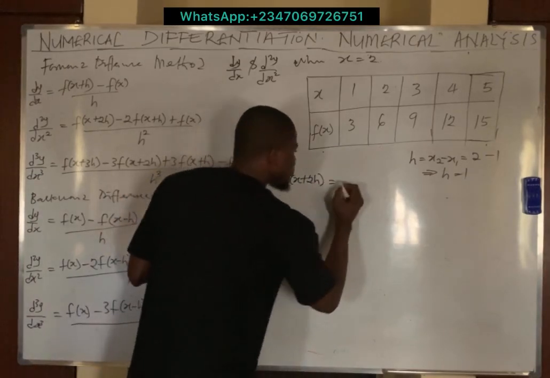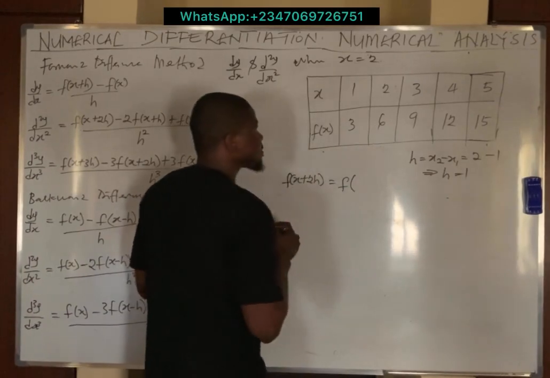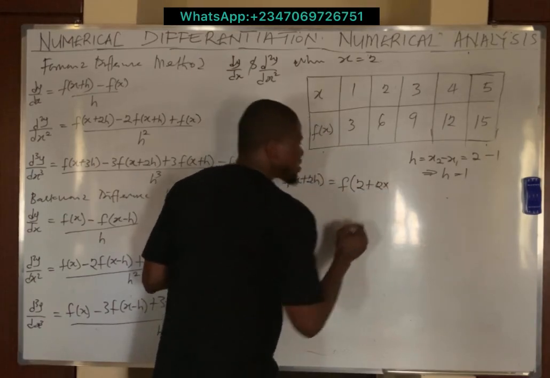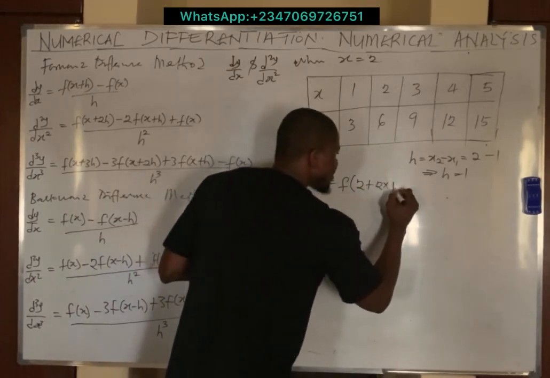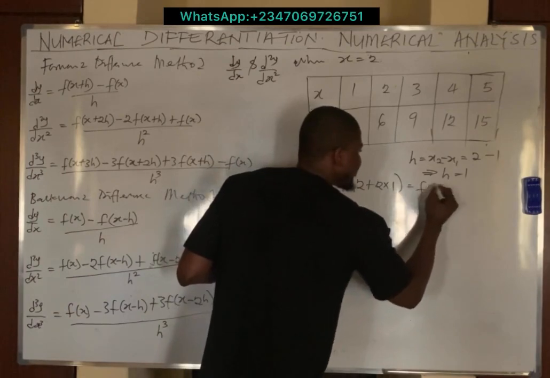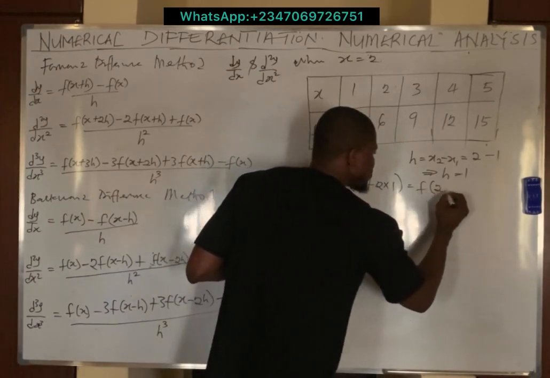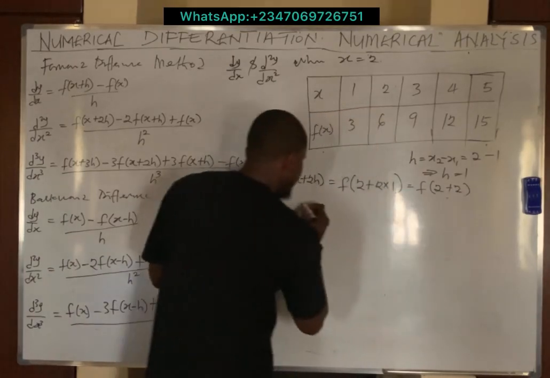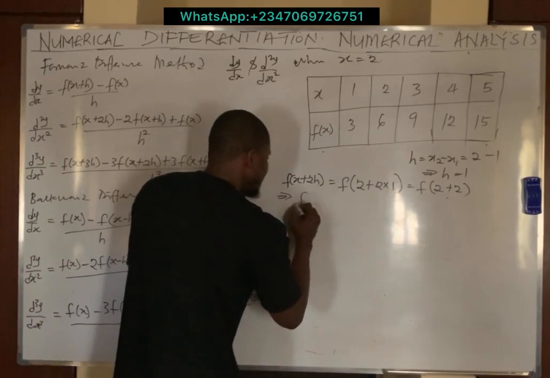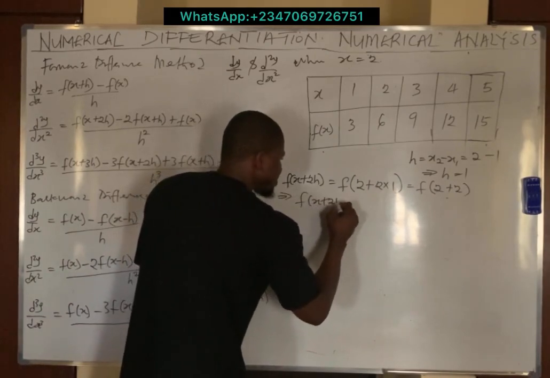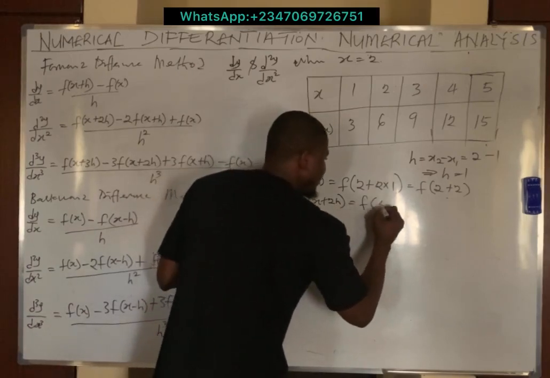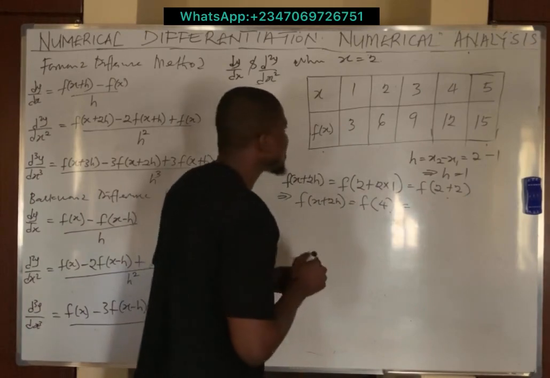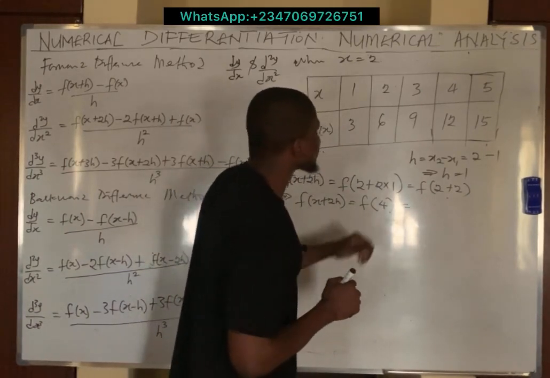This is equal to f of x, where x is the point of interest for the question, 2, plus 2 times h, the step size, which is 1. So this is 2 plus 2 times 1, which is 2, so 2 plus 2. This simply implies that f of x plus 2h is actually f of 4, because 2 plus 2 here is 4. So you go to the table when x is equal to 4.